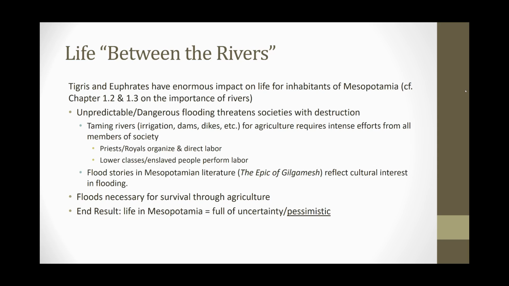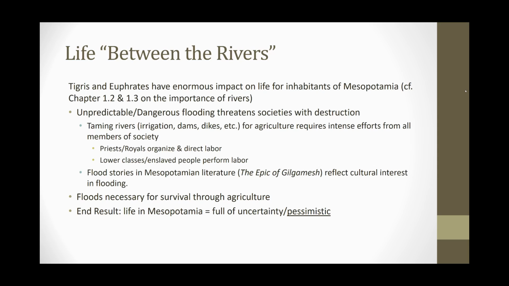Okay, so the unpredictable nature of the flooding of the rivers is one of the key things you have to keep in mind when you're thinking about what life is like in Mesopotamia. They needed these floods to happen. If the floods didn't happen, they wouldn't have agriculture, right? But because the floods are unpredictable, that leads to a sort of love-hate relationship, right?